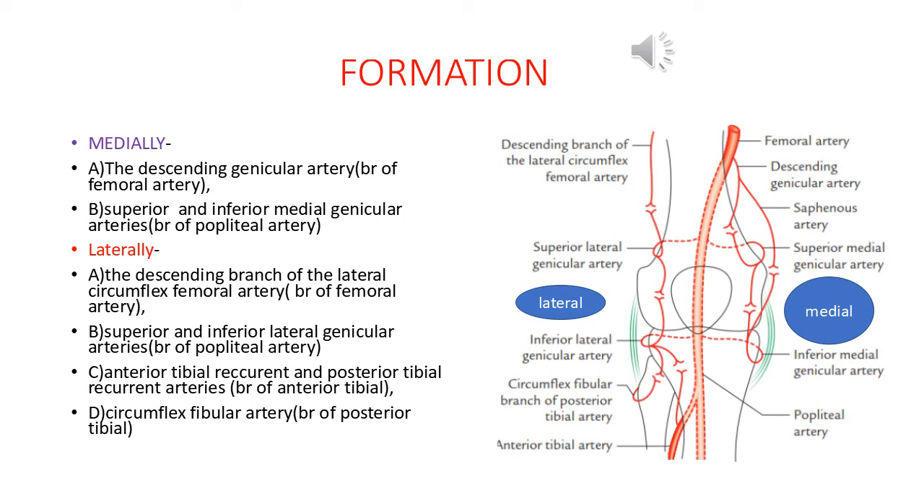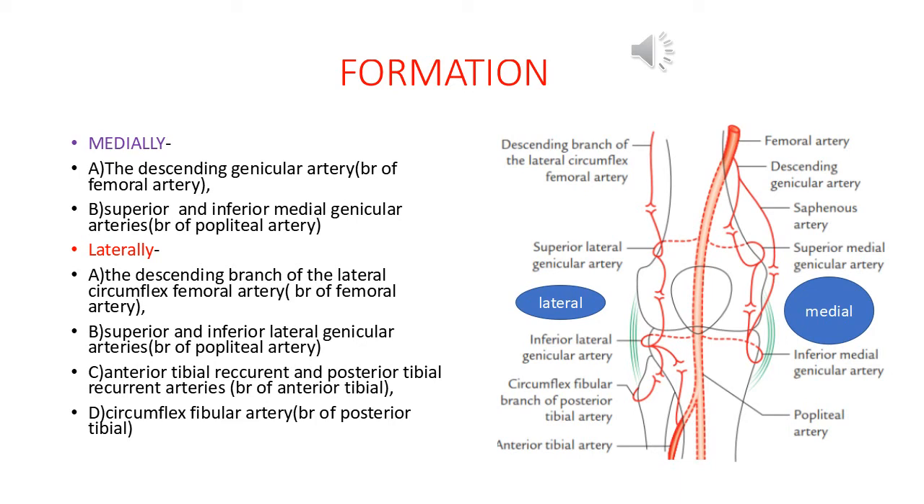It is the branch that is given off by the femoral artery in the adductor canal. The superior and inferior medial genicular arteries are branches of the popliteal artery, which is given off in the popliteal fossa. Then, the anterior and posterior tibial recurrent arteries are branches of the anterior tibial artery. And the circumflex fibular artery is a branch of the posterior tibial artery.